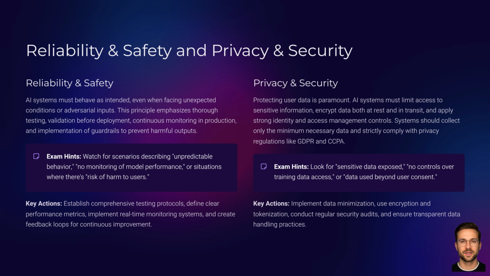Principle 2, Reliability and Safety. Reliability and safety mean that AI systems should perform as intended and behave safely under expected and unexpected conditions. Example scenarios. An AI system that helps with medical triage makes inconsistent or dangerous recommendations. A self-driving component behaves unpredictably when lighting conditions change. For the AI-900 exam, reliability and safety are about testing models before deployment, monitoring performance in production, having safeguards and fallback plans when models fail.